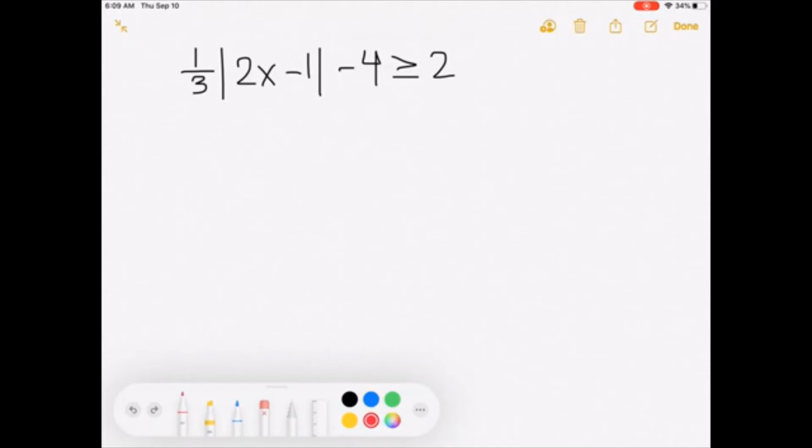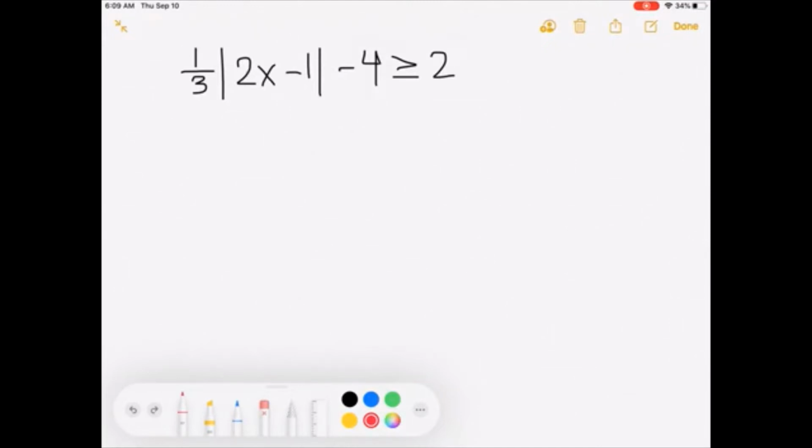In today's video, we will continue solving absolute value inequalities. So let's jump into our first problem. Here we have 1/3 times the absolute value of 2x minus 1, minus 4 is greater than or equal to 2. Before we can split up our inequality, we're going to need to isolate it.